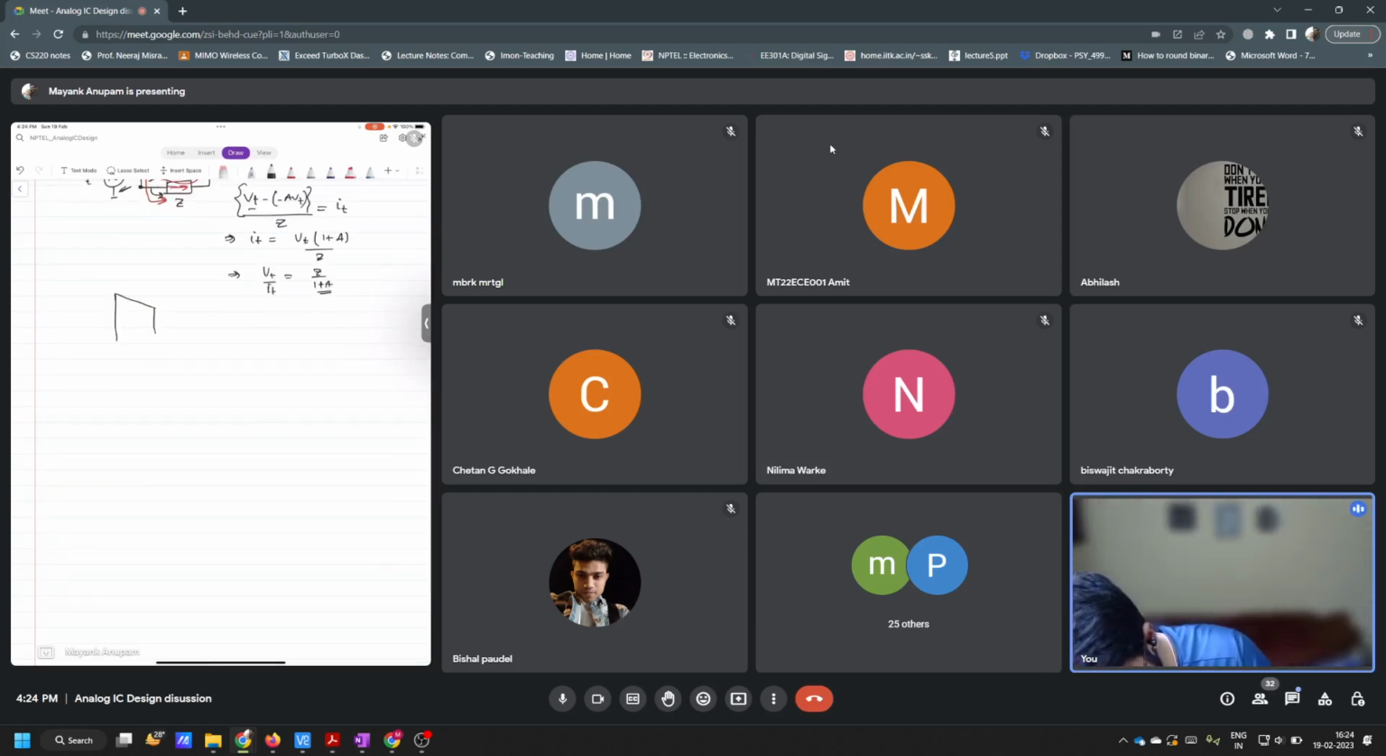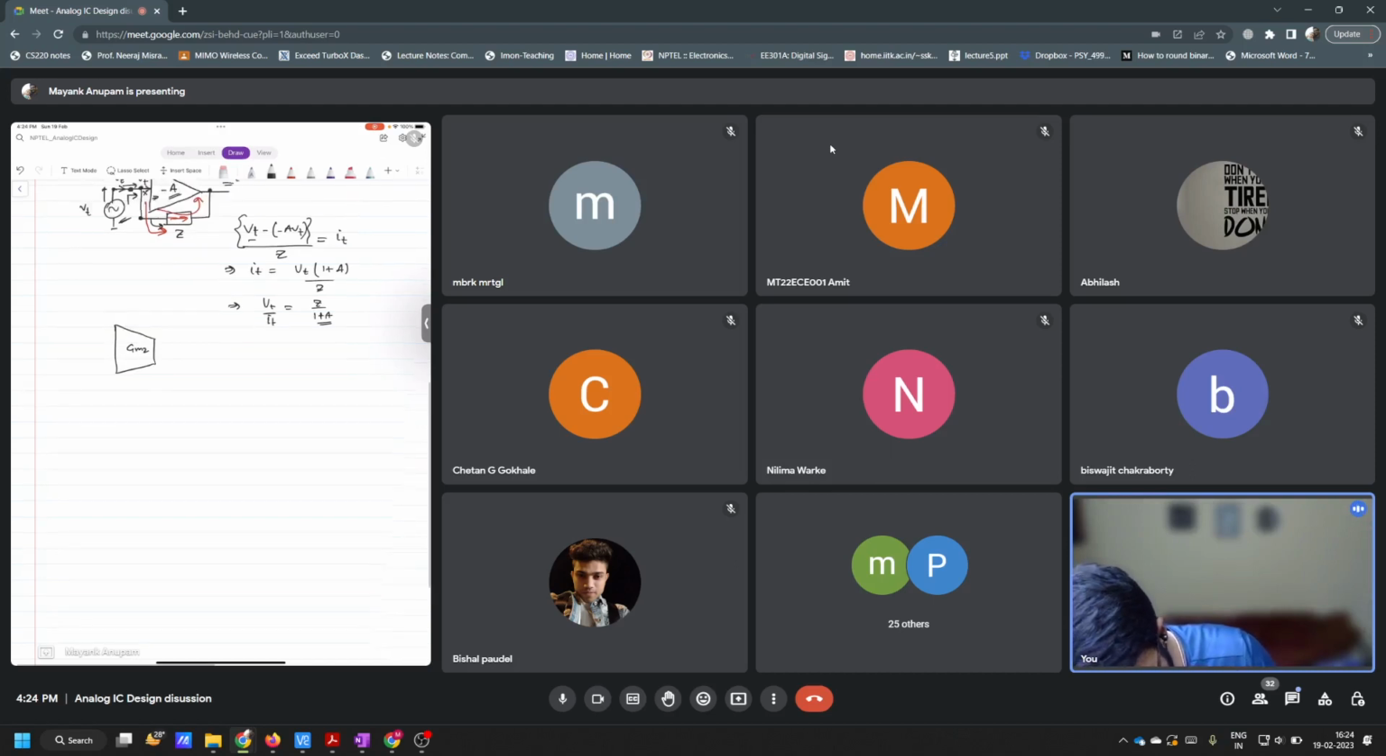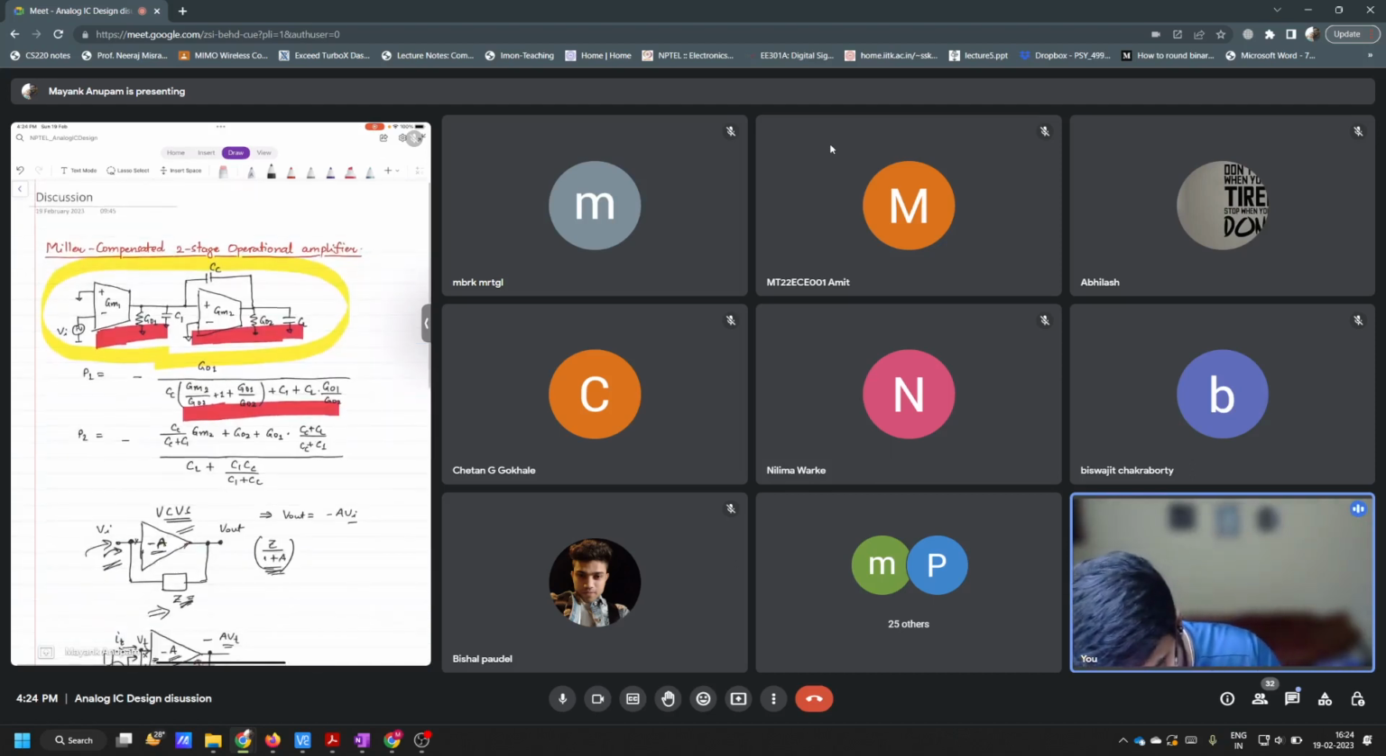So this is basically what is happening here also. This is GM2, right? Come to this. This is GM2 here, correct? And you have this CC which is connected in negative feedback around it. So this diagram is not right. Let's correct it.